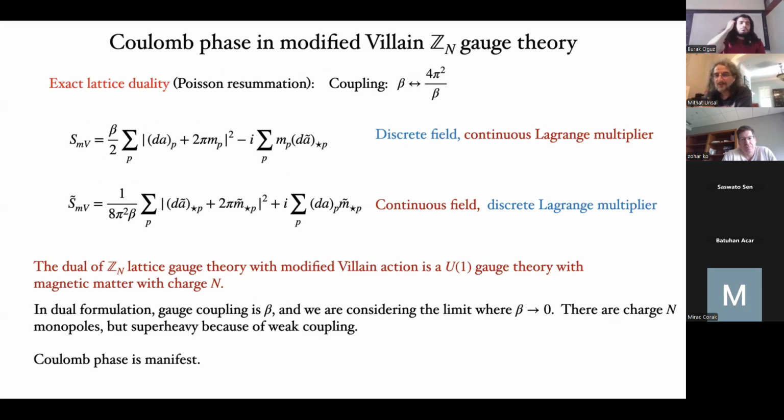The surprise here is that in that beta goes to zero limit, which is the strong coupling of the original theory, when you get rid of the monopoles completely, you can map this theory to a weakly coupled U1 gauge theory. And here, with charge n monopoles, because of the weak coupling, they are super heavy and they do not proliferate. Hence, this is really in the Coulomb phase, Maxwell phase. So you learn that infinitely strongly coupled lattice gauge theory is actually in the Coulomb phase. For a lattice person, this should be relatively surprising.